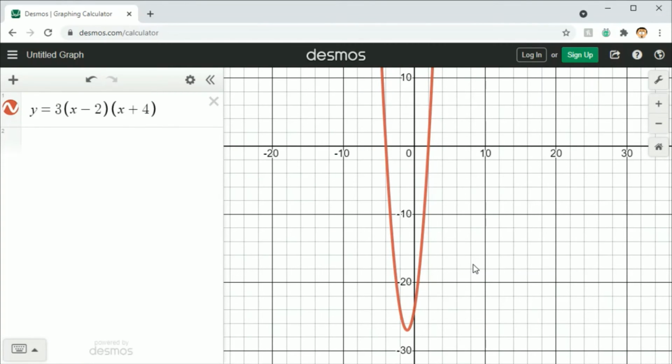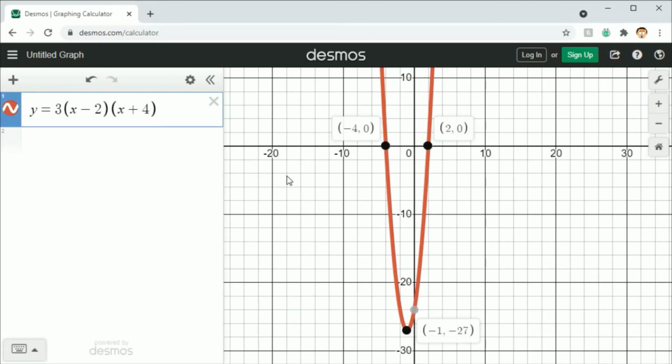Okay, so I've punched it into Desmos. There's what it looks like. Direction of opening's up. That's good. Vertex is way down here at negative 1, negative 27. Nailed that one. And its x-intercepts are certainly negative 4 and positive 2. So I think we're doing good here. All right, let's keep moving along.